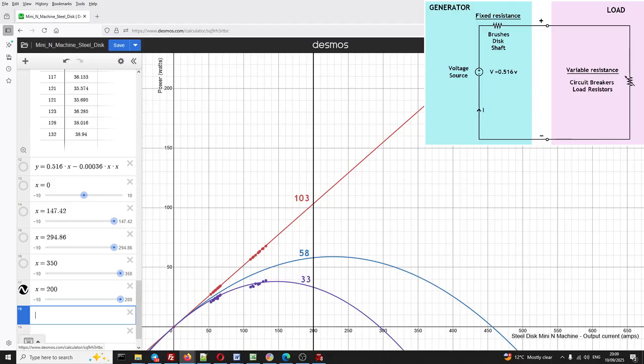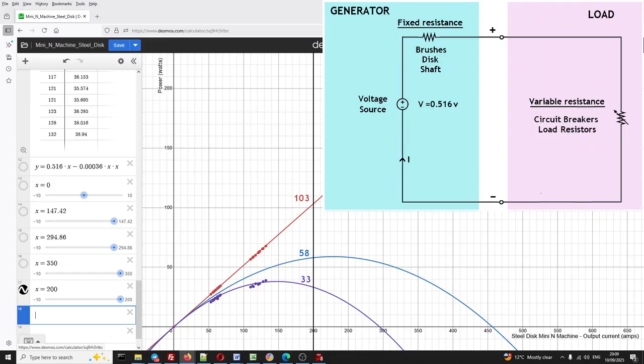If we look at the output circuit, we can map these figures onto the circuit diagram. Total output power of 103 watts minus load power 33 watts equals 70 watts. That means that 70 watts of power is being consumed within the shaft, disc and brushes. Now the brush resistance will be making up the vast majority of the resistance of these components, probably by a factor of 10 at least.